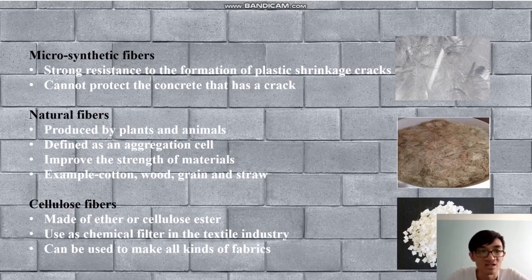Next is natural fiber. It is produced by plants and animals, defined as an aggregation of cells. The last is cellulose fiber. It is made of cellulose ester and can be used to make all kinds of fiber. That's all for me. Thank you.